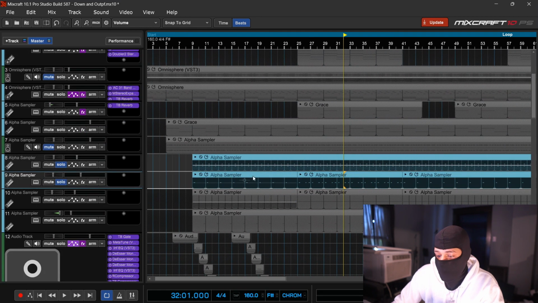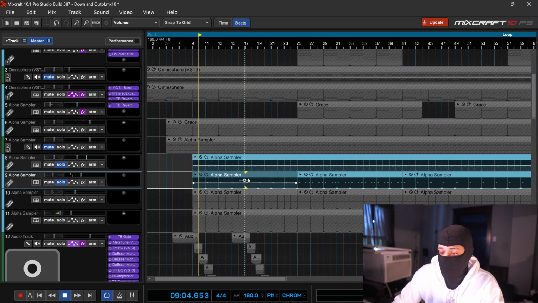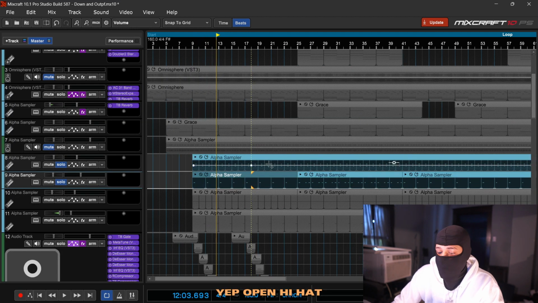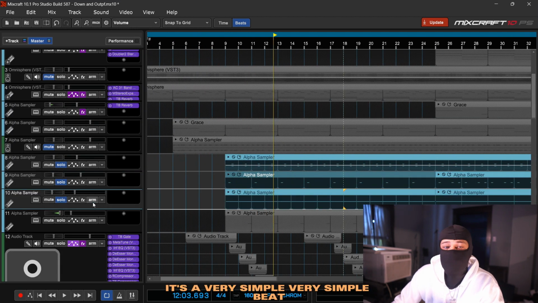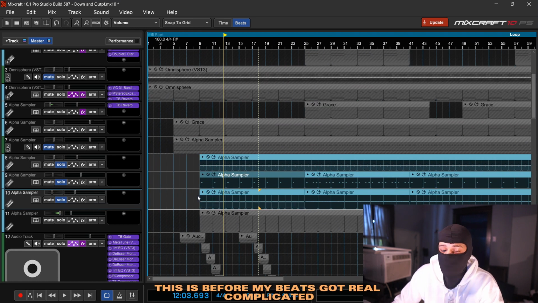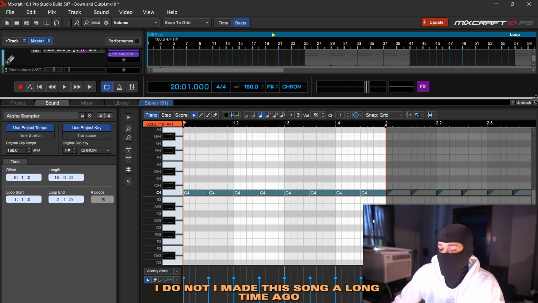After that, I think this is the open hi-hat. Yep, open hi-hat, you know, basics. It's a very simple beat. This is before my beats got real complicated, you know what I'm saying? I miss these days, but simple two-step, goddamn, this is a simple-ass beat.